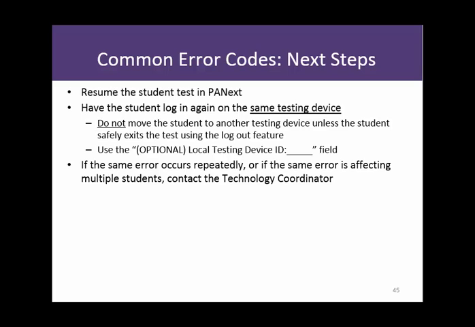Another common error code, next steps after that happens: you just will need to resume the student test in Pearson Access Next. You will want the student to log in again on the same testing device, and on that testing ticket you will see that optional local testing device ID field. Have the student complete that each time they log into a unit to verify and confirm which device they're using if you need to go back. If you have further errors, you may contact the technology coordinator.